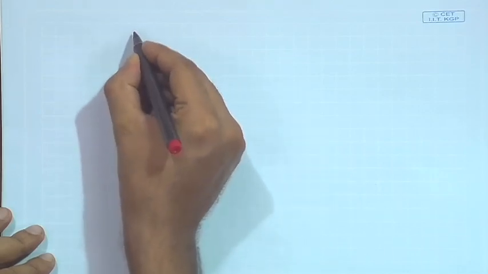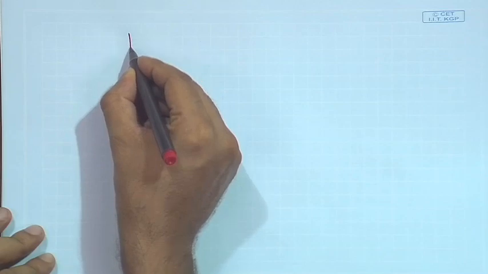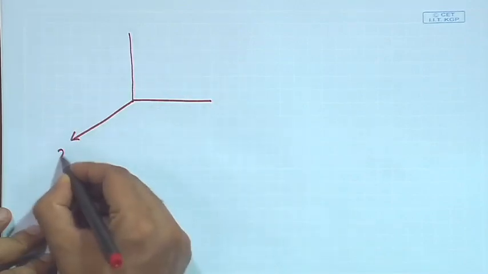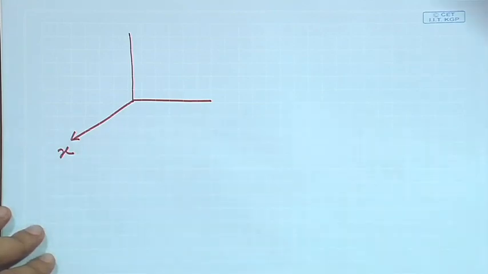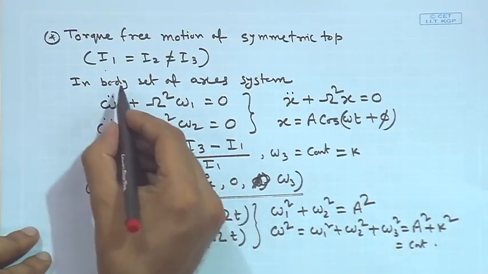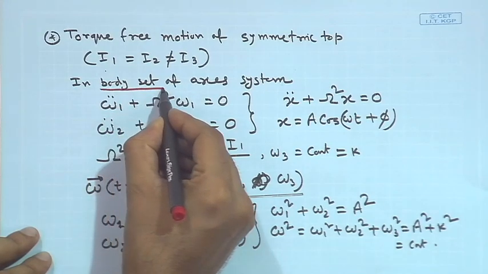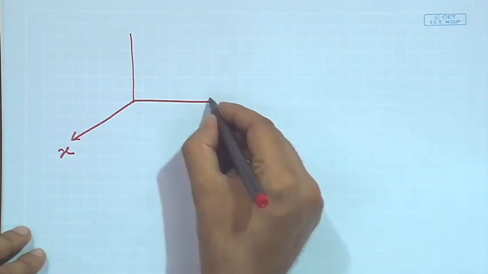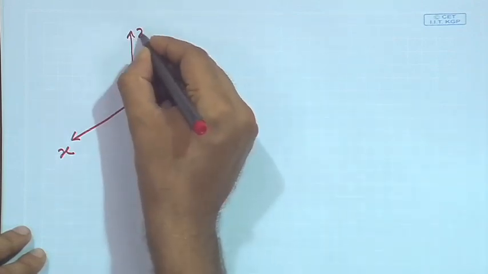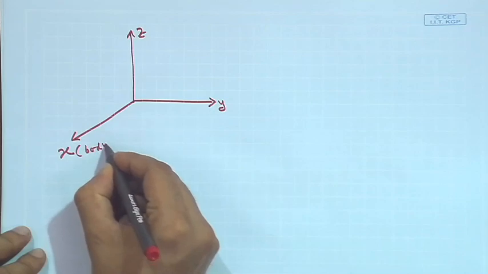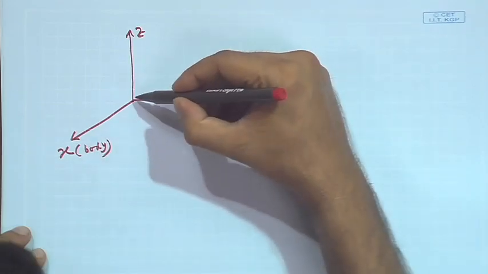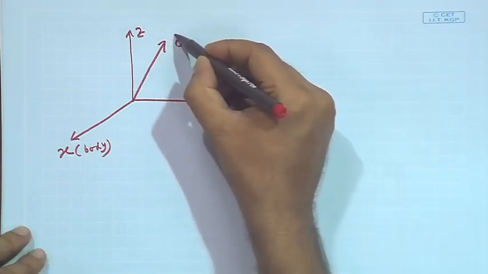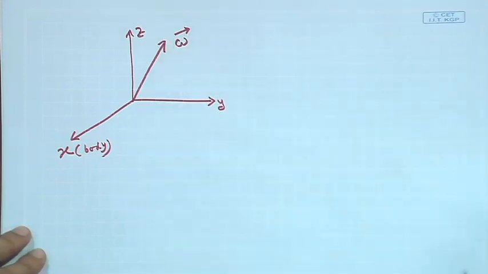So, we have, first of all, I have to show you that this is my body set of axes. Please understand, I am pressing it once again, that all these components are taken in the body set of axes system. Now, if this is my axis system x, y and z, which are the body frame, let us assume that we have our rotational velocity vector omega.